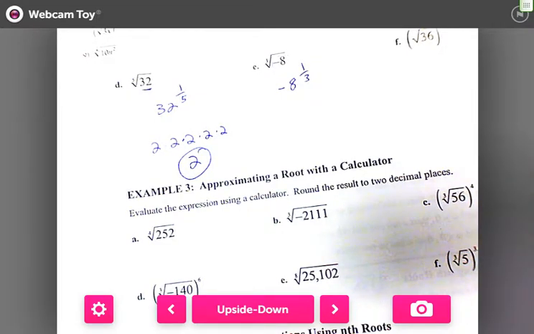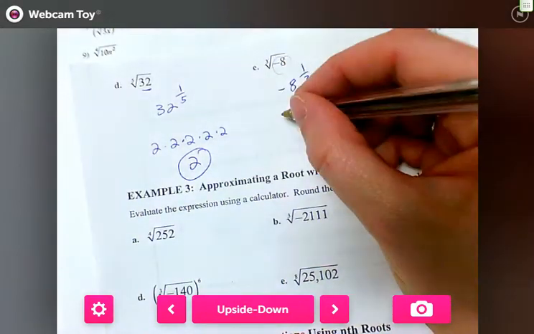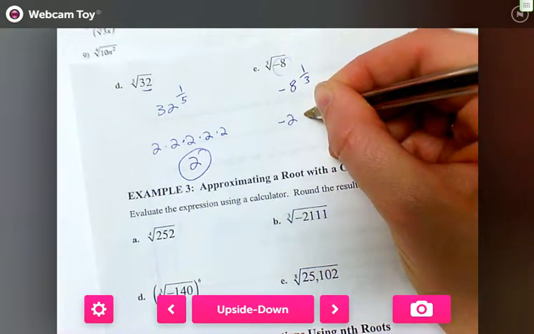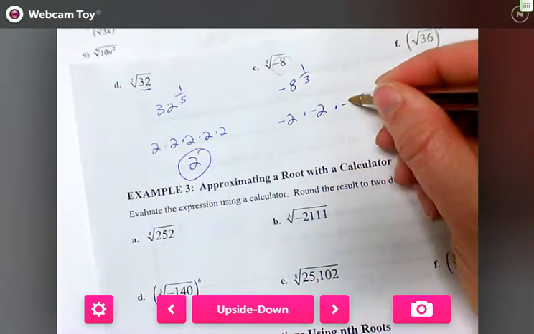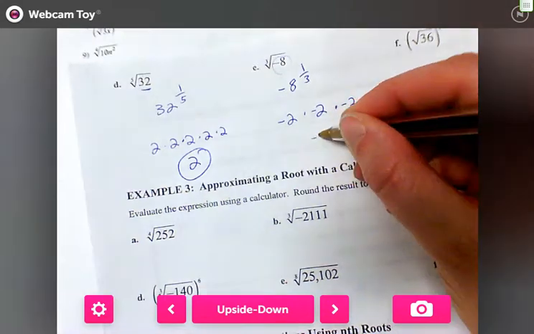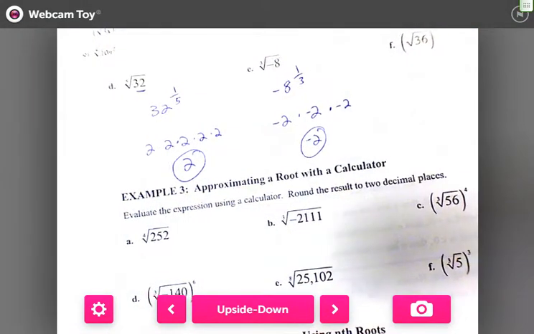8 is an even or an odd number? Even. So we're going to try 2 again. Let's see if we can do it with negative 2. Negative 2 times negative 2 is? Positive 4 times a negative 2 is a negative 8, right? So my answer is negative 2.